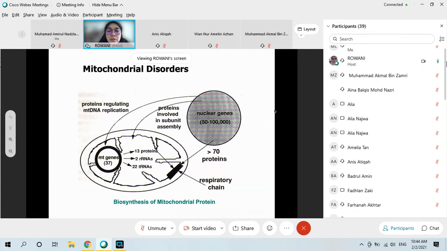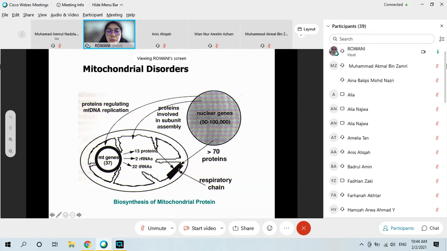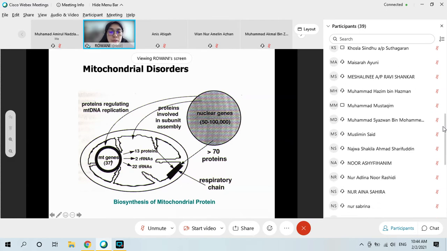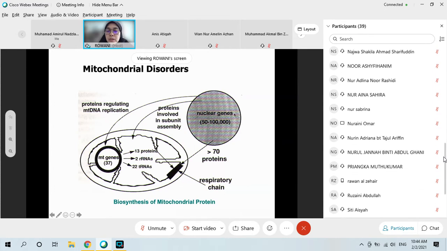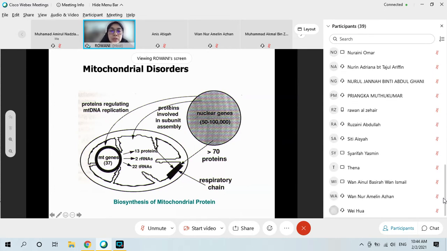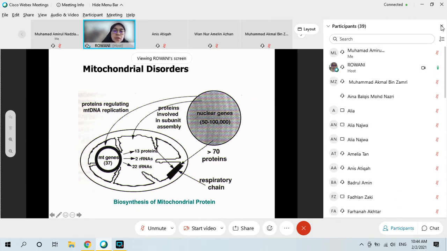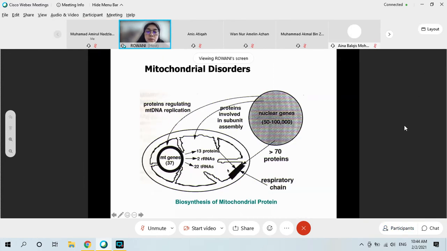Your respiratory chain is assembled by proteins that are coded by your mitochondrial genes as well as your nuclear genome. So a disease in the nuclear genome can also cause respiratory mitochondrial disorders, not just a mutation in the mitochondrial genes, but also a mutation in the nuclear genome.